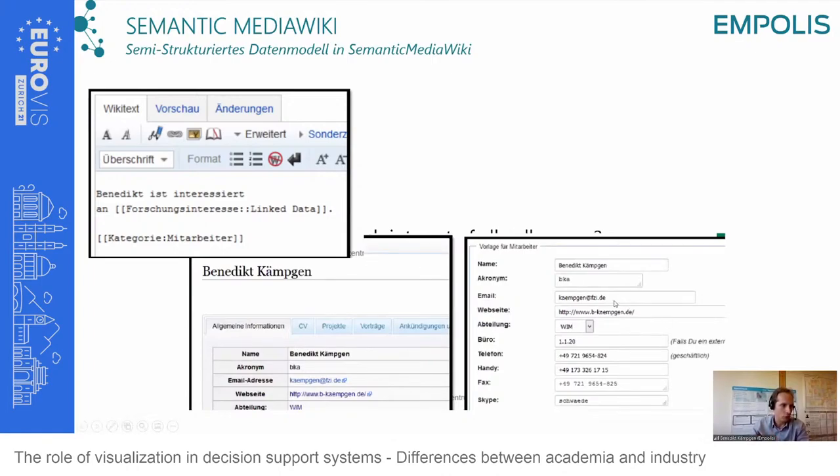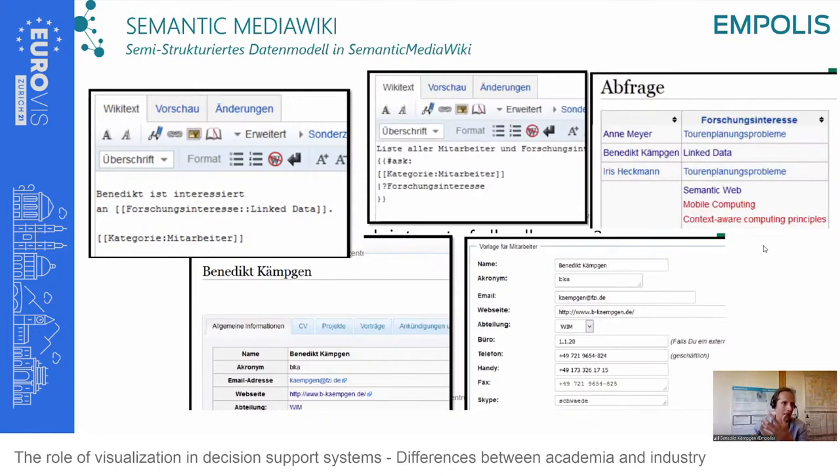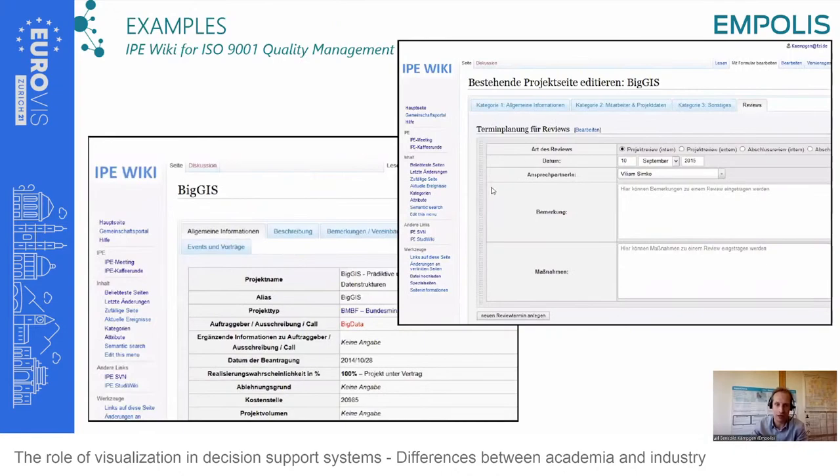On top of that, you can give it a tabular structure, and you give it forms so that I can just fill in forms. And then what comes for free is the ability to ask questions to the system and have the wiki display lists or tables of all the employees and their research interests. And this fascinated me so much because I thought, okay, I only have to look at the modeling and how to structure unstructured data into structured data, and then the database comes for free and the visualization comes for free.